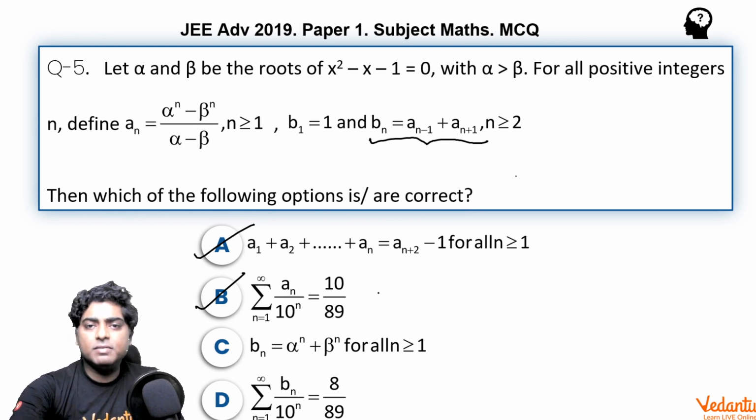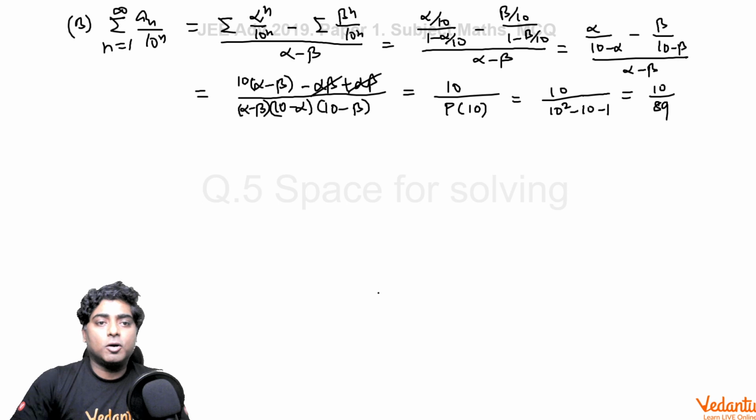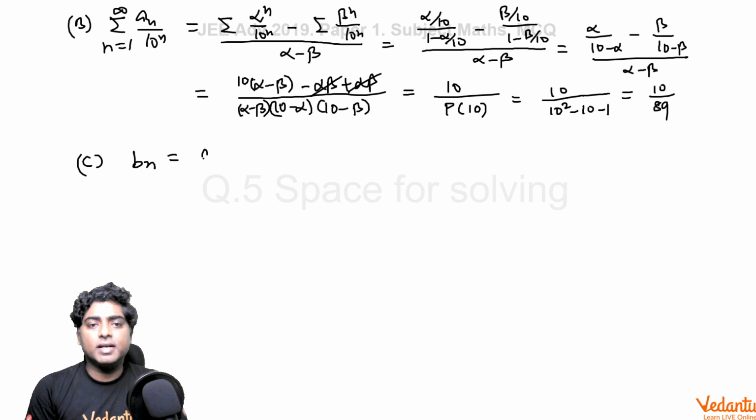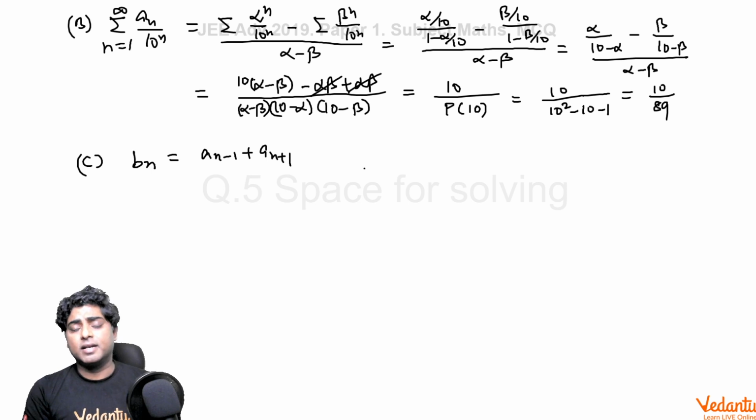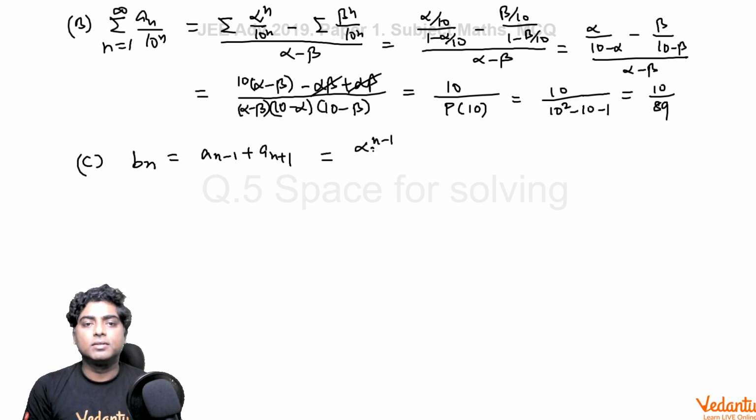So Bn, how can we say that Bn is alpha raised power n plus beta raised power n? Is it true or not? Let's see. Option C I'm taking. Bn actually was defined as an minus 1 plus an plus 1 for every n greater than or equal to 2. So can I write it as alpha raised power n minus 1 minus beta raised power n minus 1 by alpha minus beta, plus alpha raised power n plus 1 minus beta raised power n plus 1 by alpha minus beta.